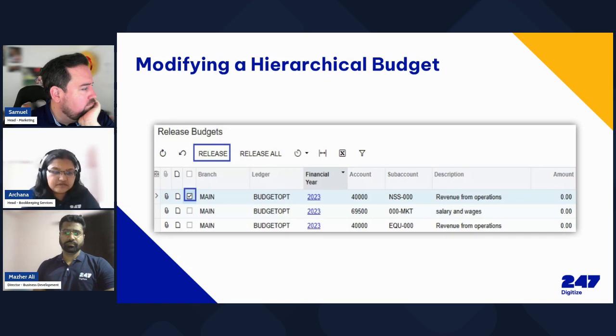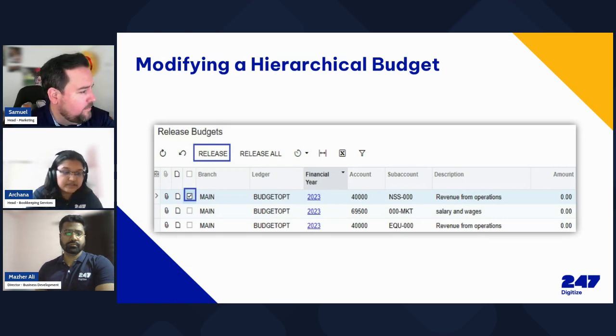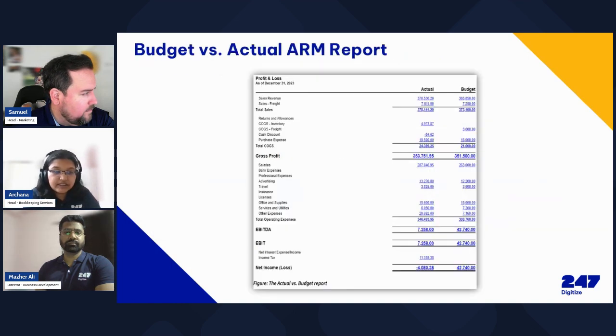You can view the list of budget articles that have been created for a particular branch or company for a specific year on the GL budget edit form. The report shows the current amount and the distributed amount of each budget article and their released amounts if an article has been released. We will now look at preparing and running a budget versus an actual ARM report.